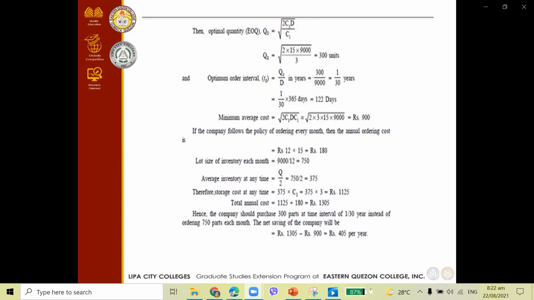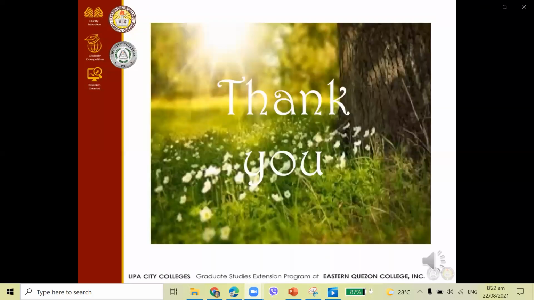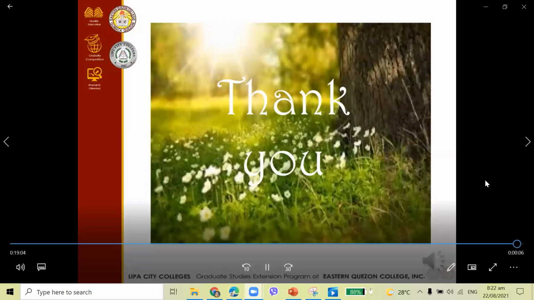So para po makuha natin yung total annual cost, add po natin ating carrying cost na 1,125 at ang ating ordering cost na 180. So hence, the company should purchase 300 parts at a time interval of 1/30 year instead of ordering 750 parts each month. The net savings of the company will be 405 per year. So yun po yung ating sample illustration to get our EOQ by analytical method. So yun lang po at maraming salamat po.